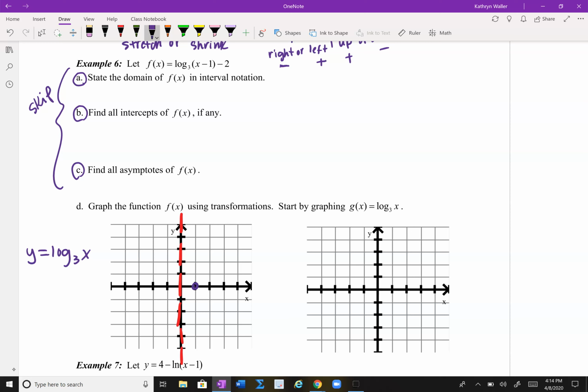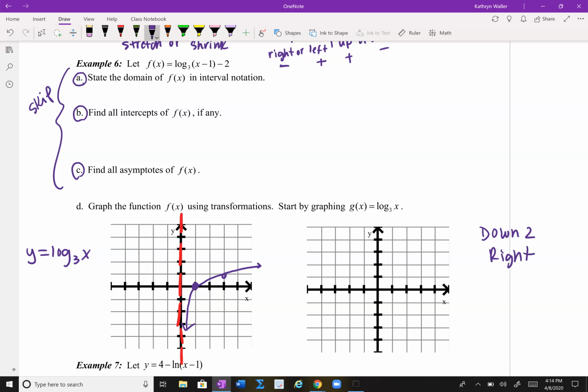It hits the point 1, 0. And since my base is a 3, I'm going to go back to the origin. And I'm going to go right 3, up 1, curve it in, and there it is, okay? Now I'm going to list the adjustments. So see that minus 2? It takes my graph and shifts it down 2. The minus 1 takes my graph and shifts it to the right 1.